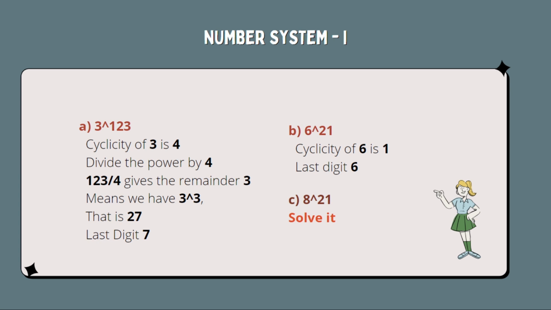7. Next, 6 to the power 21. 6 has the cyclicity of 1. So whatever is the power of 6, it's always 6. The last digit will be 6. The same goes with 5. Whatever is the power of 5, it's always 5. Another is 8 to the power 21. So solve this and give me the answer in the comment section.